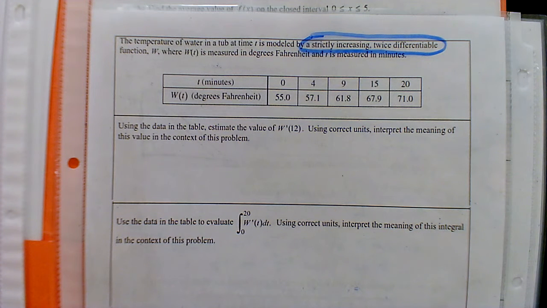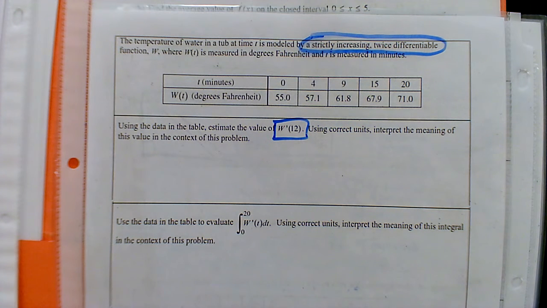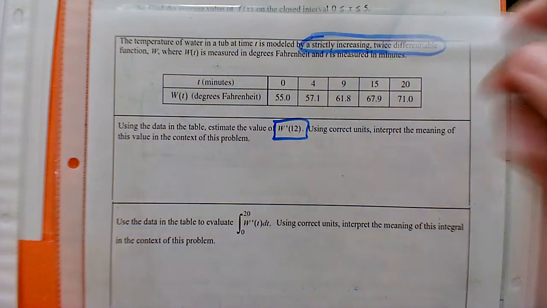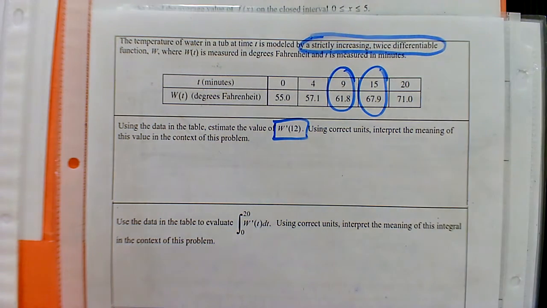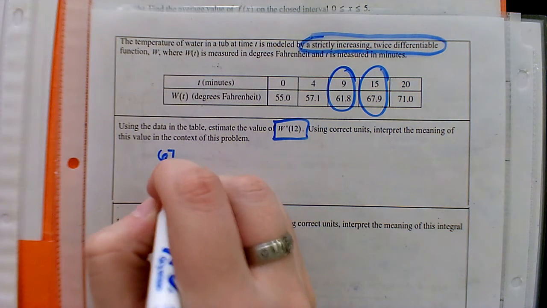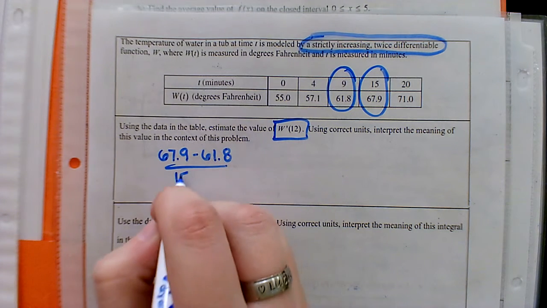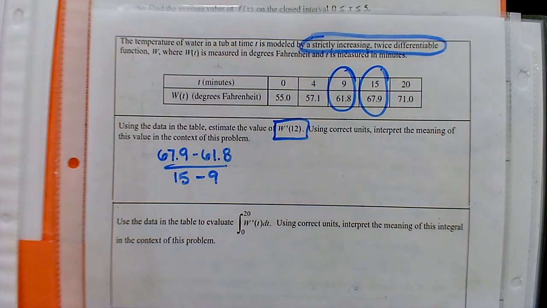Using the data in the table, estimate the value of w prime at 12. Meaning the derivative of w. How might you want to try that? How can we estimate a derivative based off of a table? Slope between 2 points. Which points do you want to use? 15. There we go. We'll pick a point before 12 and after 12. So throw back to Algebra 1, slope between 2 points. I don't care which ones you use first. You need to be consistent, though, when you use them. Difference of y's over difference of x's.